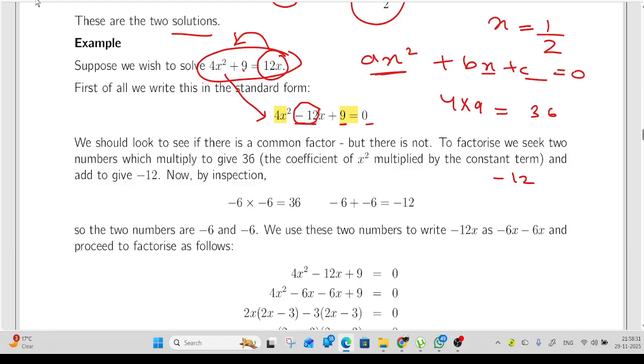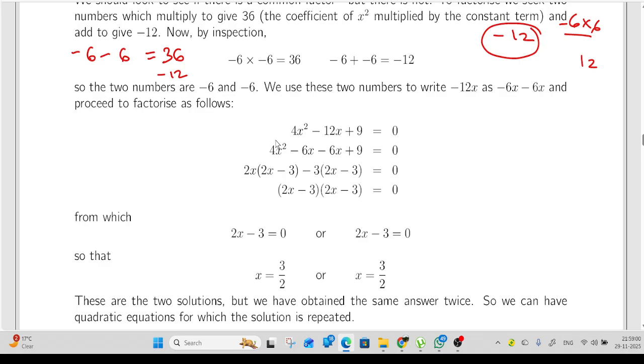So if you see, 6 times 6 is 36, right? But if you just do 6 plus 6, you get positive 12. You need negative 12. So if you put negative 6 and negative 6, then if you multiply them, you get a positive 36, but if you add them, you get negative 12. So that is going to work. In this question, the middle term is negative 12x, so you are going to write negative 12x as negative 6x and negative 6x.